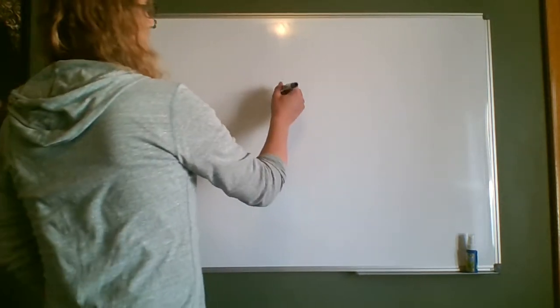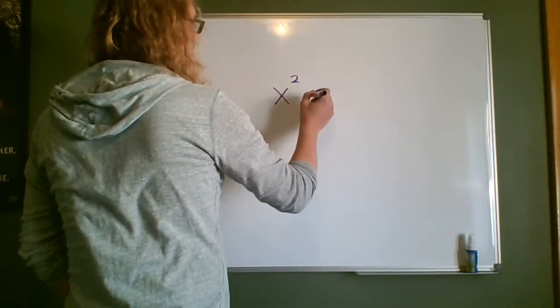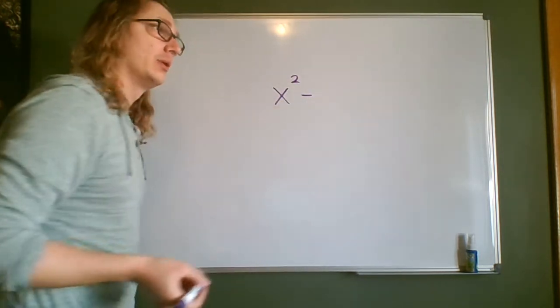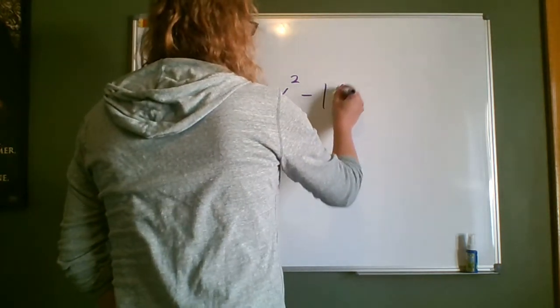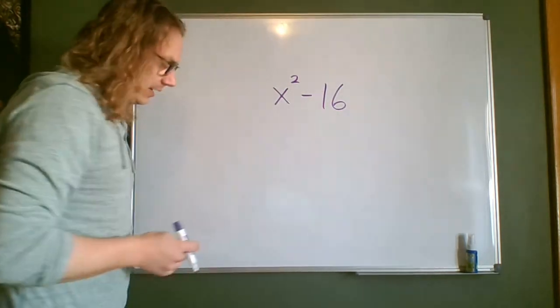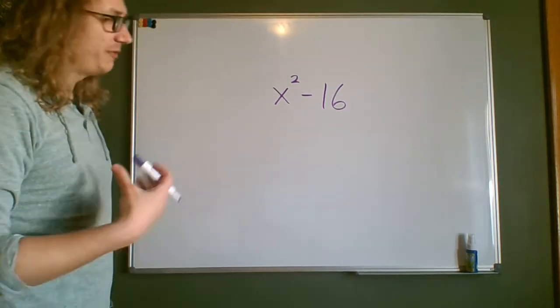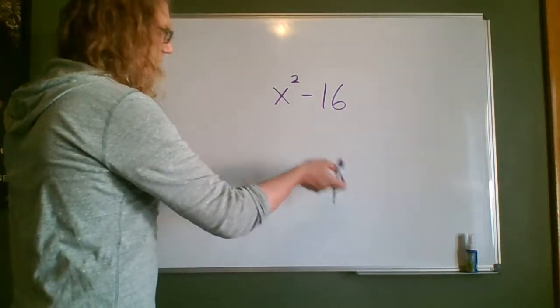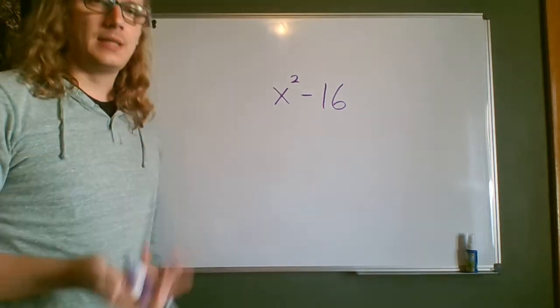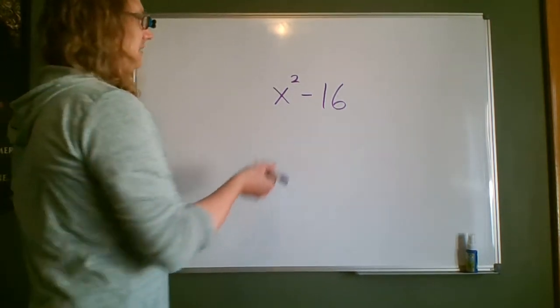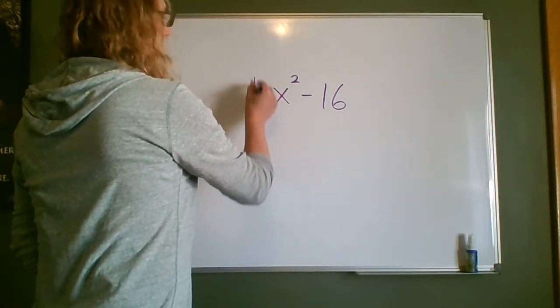Now, yesterday we were looking at things that looked like x squared minus, let's just use 16 because it'll be fine. X squared minus 16. And we would factor that into x minus 4, x plus 4, because it's the difference of squares. Yay.